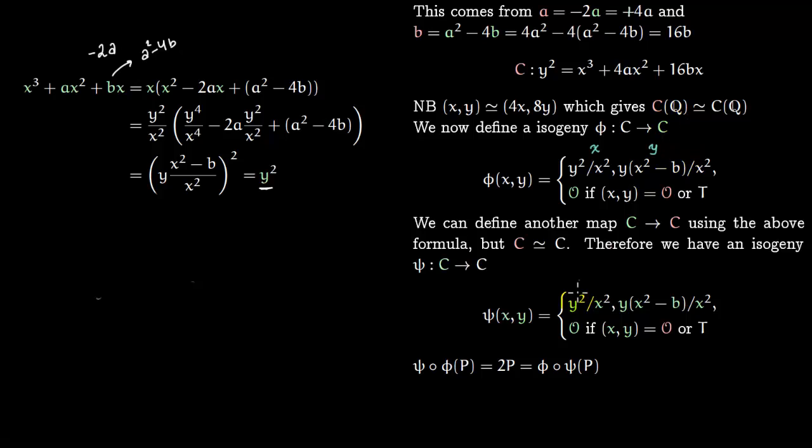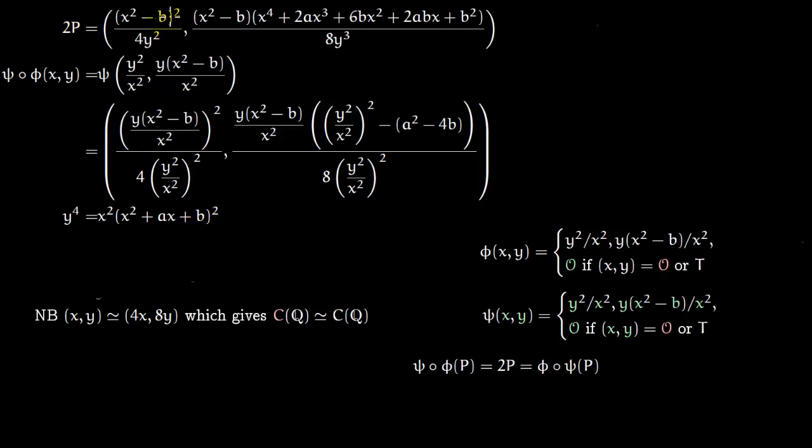Since this makes sense, we have exactly the same map here. You see y square over x square, y times x square minus b over x square. So this map from the green curve to the red curve will also make sense. Now we will show this part: psi composed with phi is 2P, and in a similar way you can show that phi composed with psi on P is 2P.